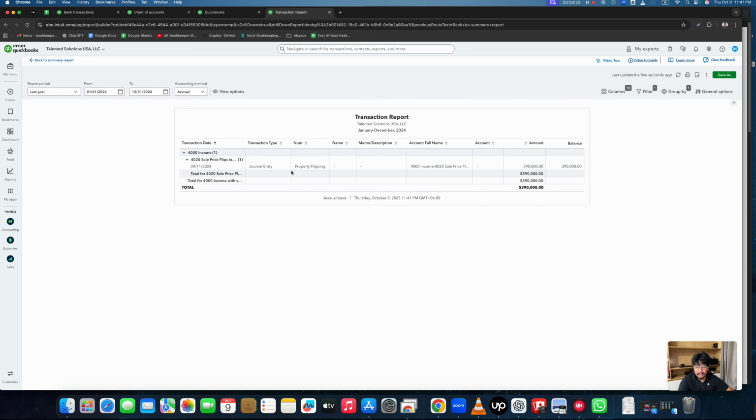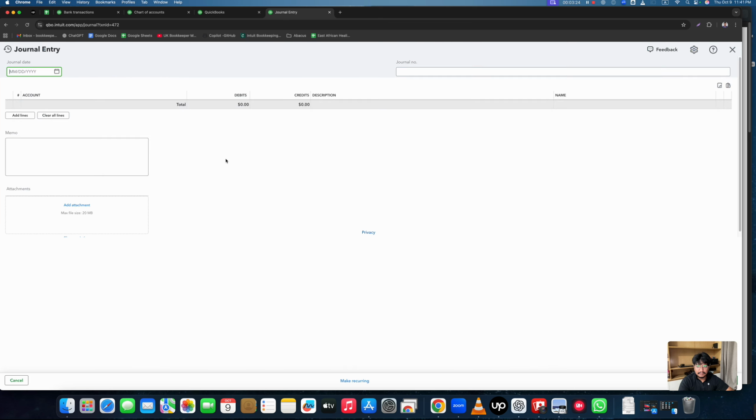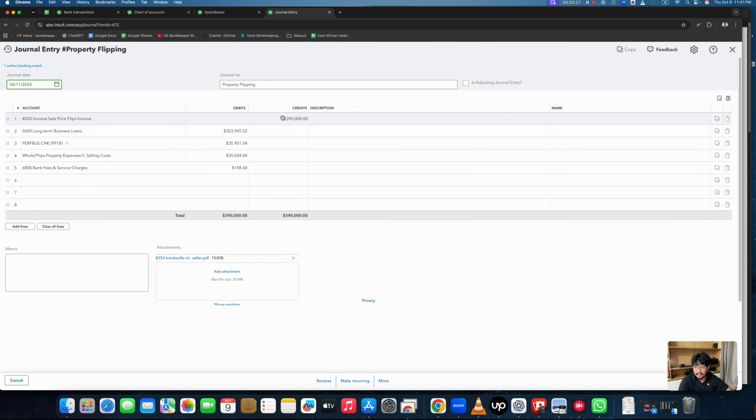So let me show you the journal that I did. This journal has the selling price, the total selling amount that he received, and from that amount he paid the mortgage loan and everything. That was a long-term business loan. All the loans were repaid, and this is the amount he received in the bank account. And when the bank account received the amount, there were some bank fees, so I categorized those fees under bank fees and service charges.